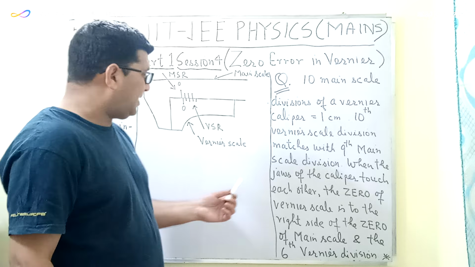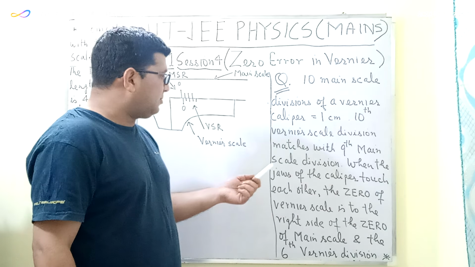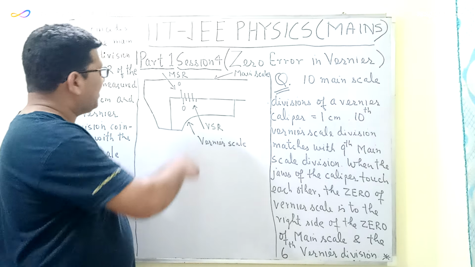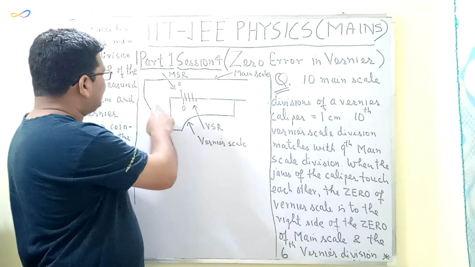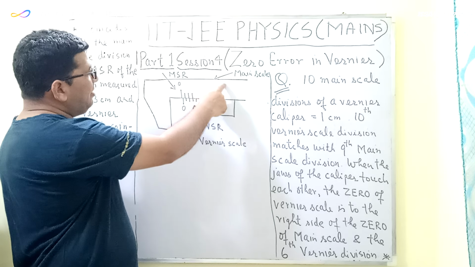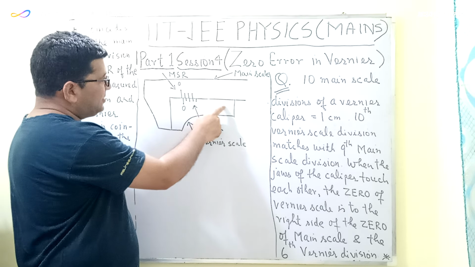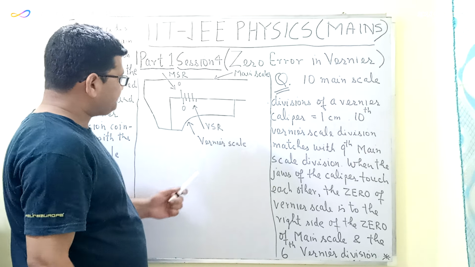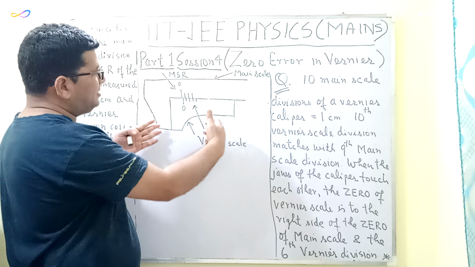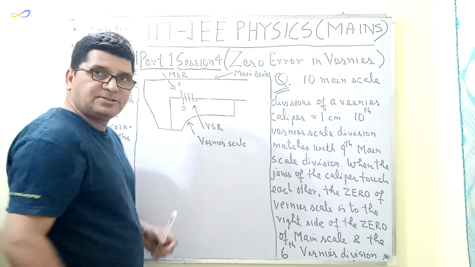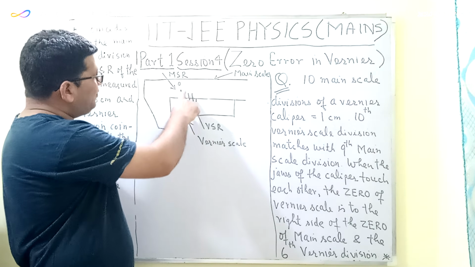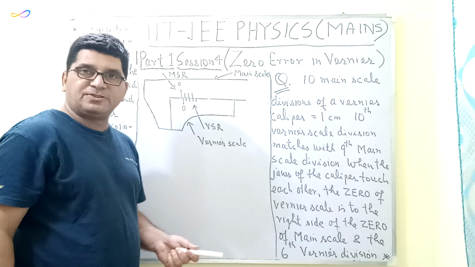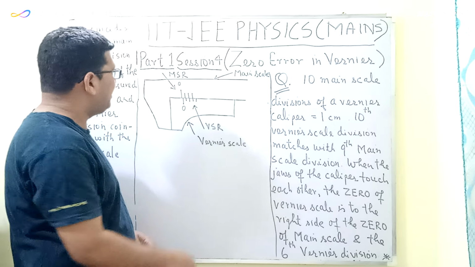Now the first thing is that in order to solve this question, you all have to understand about the zero error. So here I have made one simple diagram. This is the vernier caliper, this is the main scale of the vernier caliper, and this is the vernier scale. Now, when the jaws of this vernier caliper touch each other, and in that case, if the zero of the main scale is not coinciding with the zero of the vernier scale, then we say that there is a zero error in the instrument.